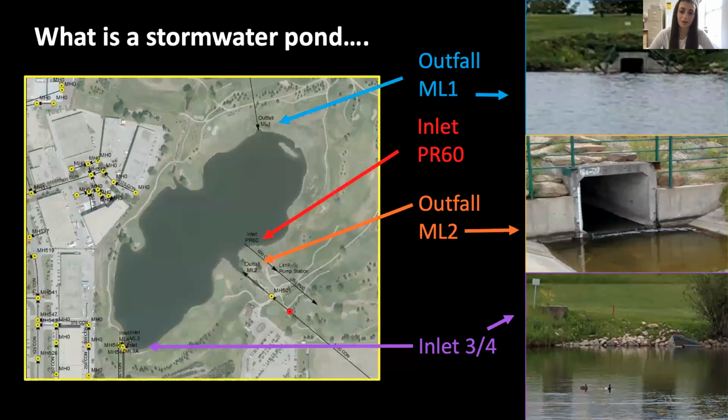So here's an example of a stormwater pond. This is McCall Lake. 4 sites were sampled within McCall Lake. We have 2 outfalls, which is where water flows into the pond. So we have outfall ML1 and outfall ML2. Outfall ML2 is above ground, and you can see here that outfall ML1 is partially submerged. We also have 2 inlets. Inlets were defined as where water leaves the pond.